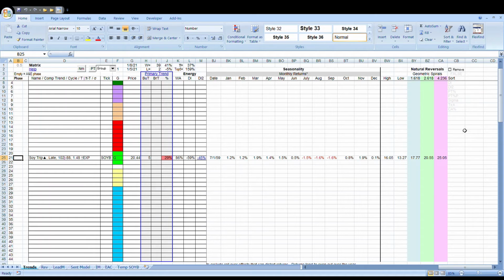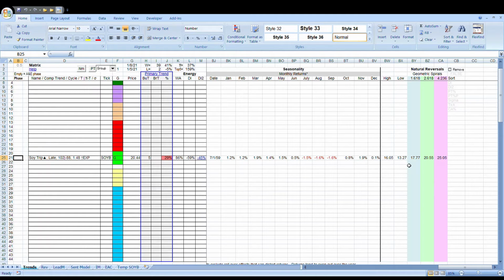The other thing that I've left on this time is the geometric spiral, or what I call the natural reversal points that the computer draws out. These are geometric price targets based on price coils, highs and lows, and they're more reliable than the traditional linear forecast that you commonly see in technical analysis books.